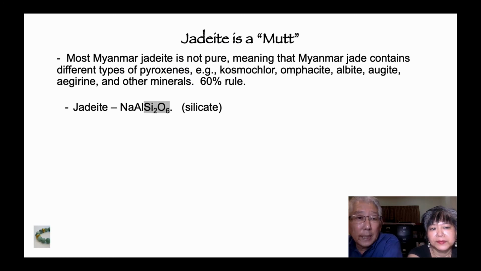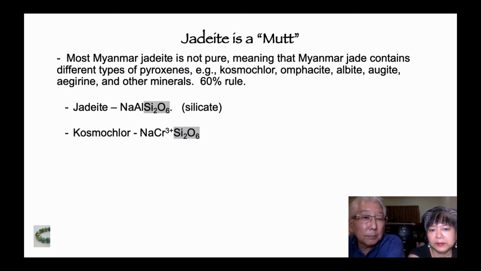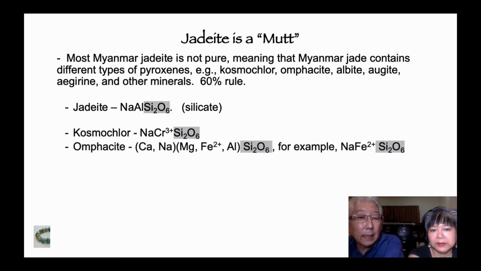Next I'm going to talk a little bit about the chemical contents of jadeite. Jadeite has Na, sodium, Al, aluminum, and silicate, Si2O6. Cosmochlor also has the Si2O6, but it's sodium chromate. Omphacite has a combination of Ca or Na, magnesium, iron, or aluminum, but with the silicate at the end. One example is sodium ferrite silicate.